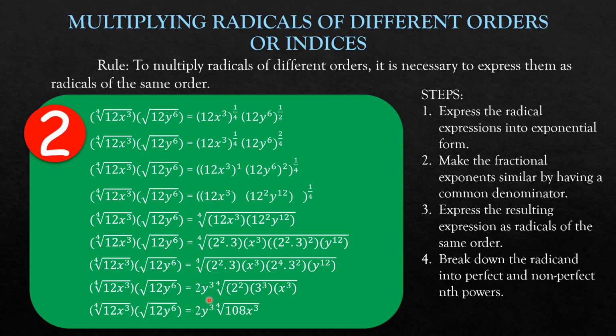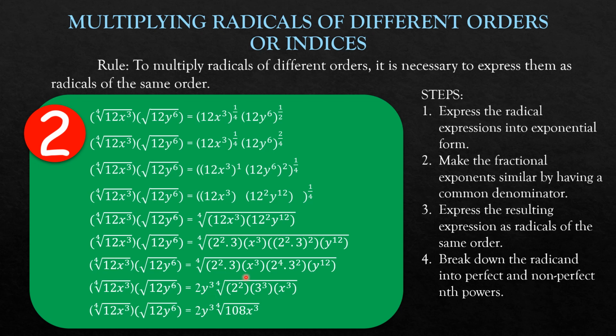And then, saan naman po nanggaling si y cube? So, y raised to 12. Since si 12 is divisible by 4, ibig sabihin may fourth root po yan. So, y raised to 12, copy the base y, and then you divide the power by the index. So, 12 divided by 4 is 3. That's why we have y cube here. So, 2y cube na yung ating coefficients.